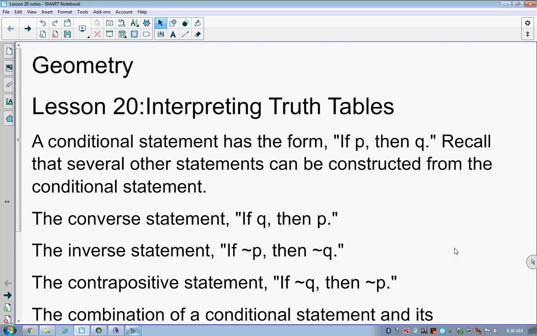All right, so lesson 20 that we're looking at here is interpreting truth tables. Admittedly, probably not my favorite lesson. It really deals with converse, inverse, contrapositive stuff that we've already talked about. A conditional statement has the form of if P then Q. We've got several other statements that can be constructed from those conditional statements. The converse of if P then Q is if Q then P. You're just switching those things back and forth.